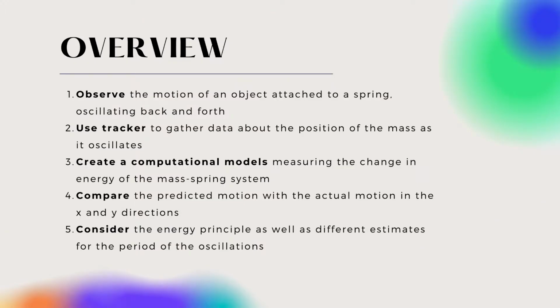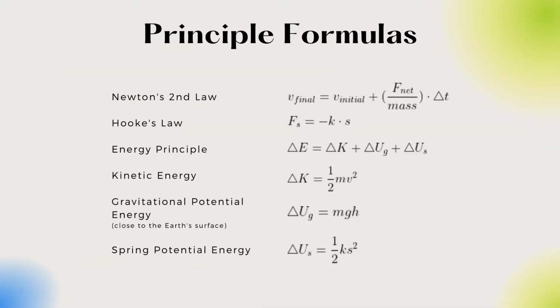The goals of this lab are to observe the motion of an object attached to a spring oscillating back and forth, use Tracker to gather data about the position of the mass as it oscillates, create a computational model measuring the change in energy of the mass spring system, compare the predicted motion with the actual motion in the x and y directions, and consider the energy principle as well as the different estimates for the period of oscillations.